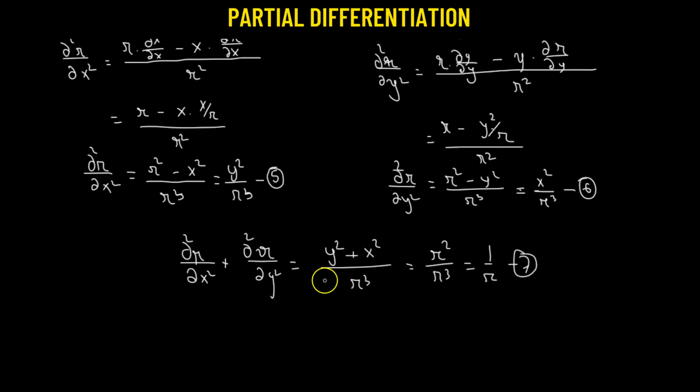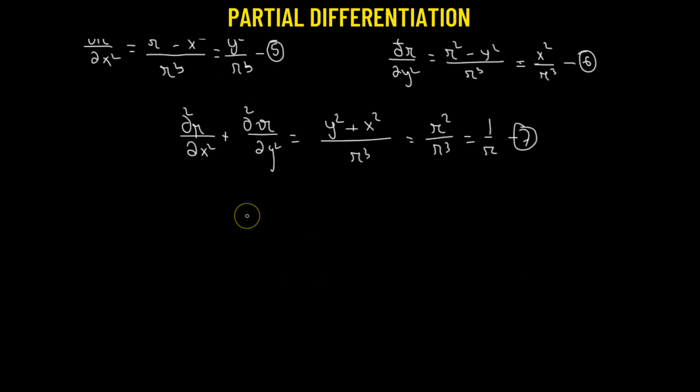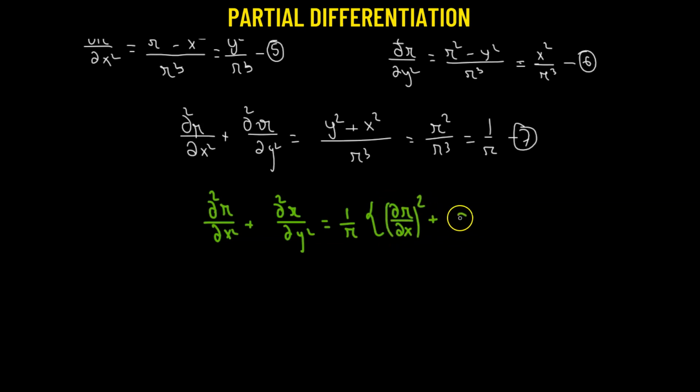So in equation number 4, we also obtained 1 over r. So therefore, we can say that the second partial derivative of r with respect to x added to the second partial derivative of r with respect to y will be equal to 1 over r multiplied by the first partial derivative of r with respect to x whole squared plus the first partial derivative of r with respect to y whole squared, and both of them are giving a value equal to 1 over r.